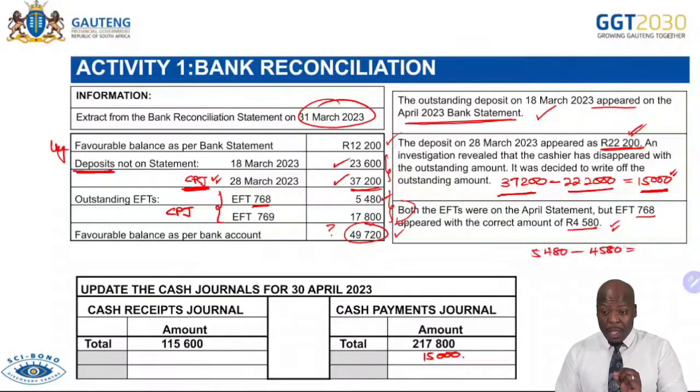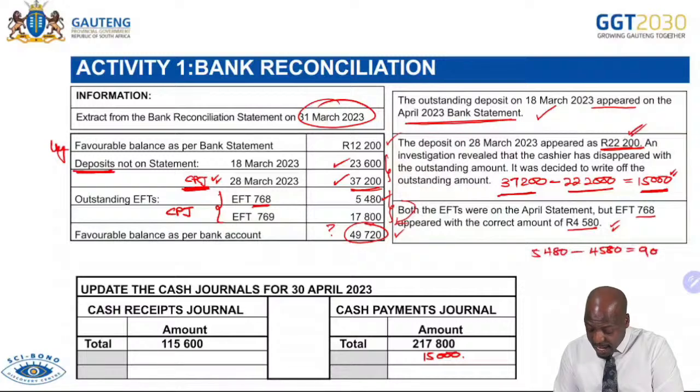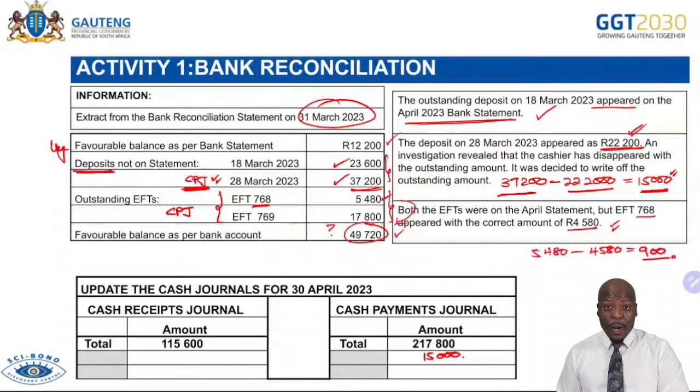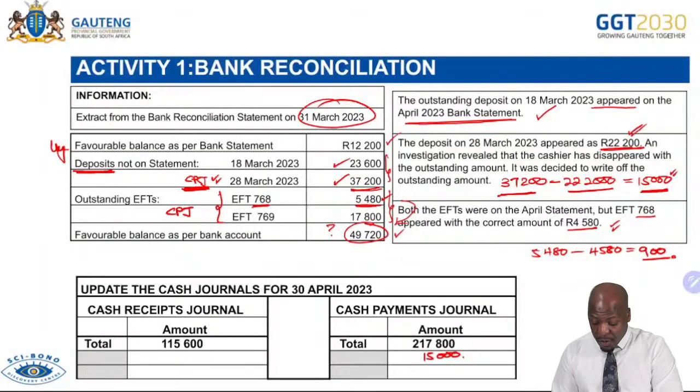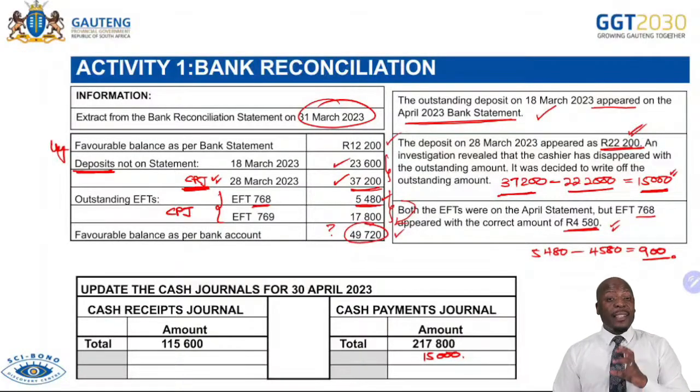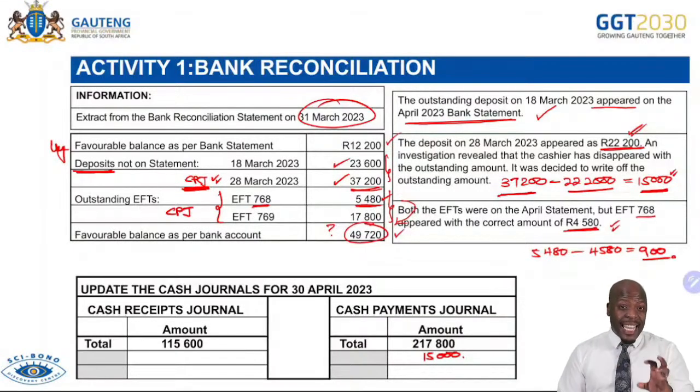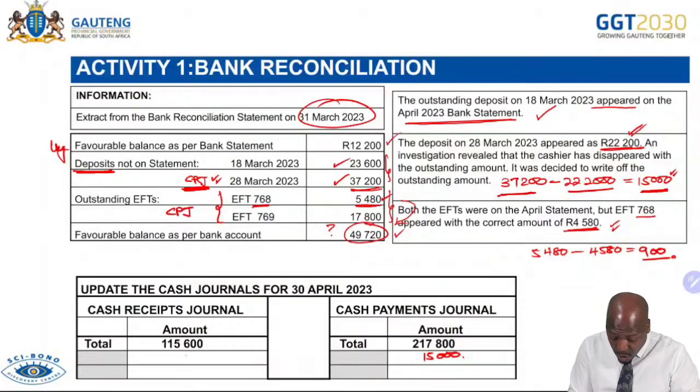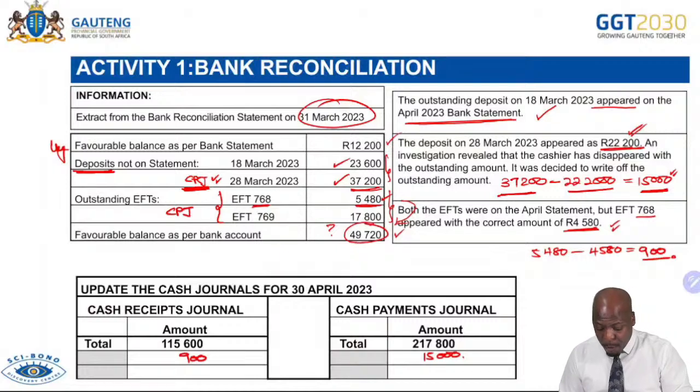And the difference between these two amounts is 900. So what we know is that within the CPJ, we recorded 5,480, which is more than what is supposed to have been recorded, which is 4,580. So we take out the difference. Once there is more in the CPJ, we correct it by recording in the opposite journal, which is the CRJ. So we come to our CRJ here, and we're going to record our 900 over there.